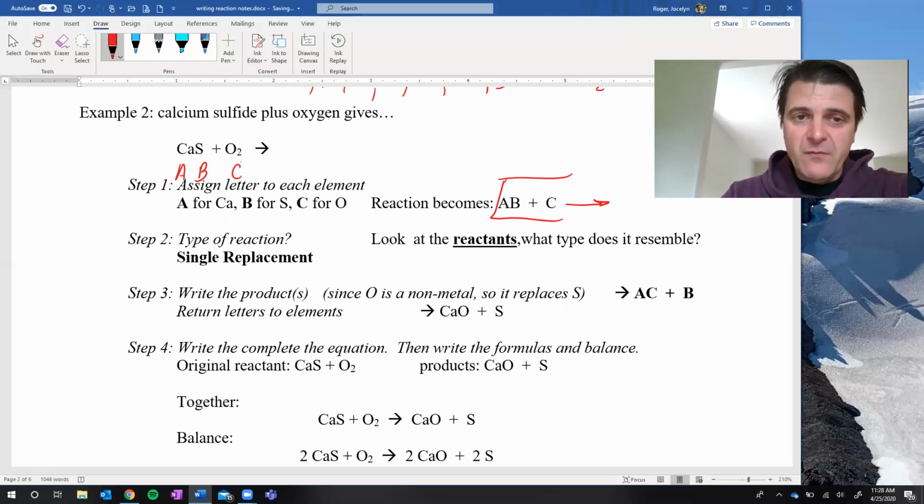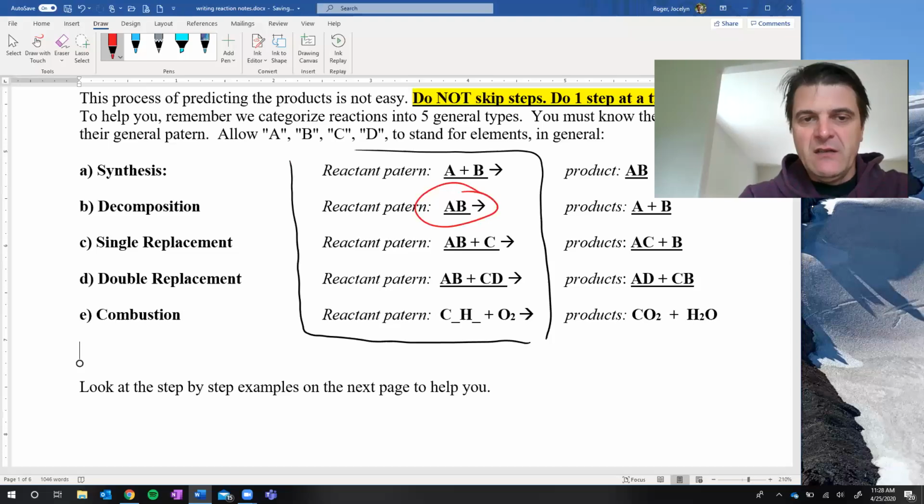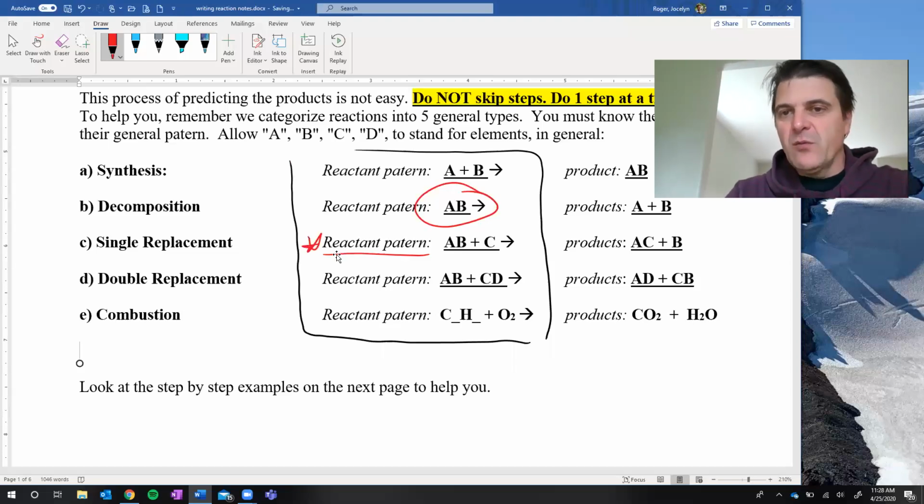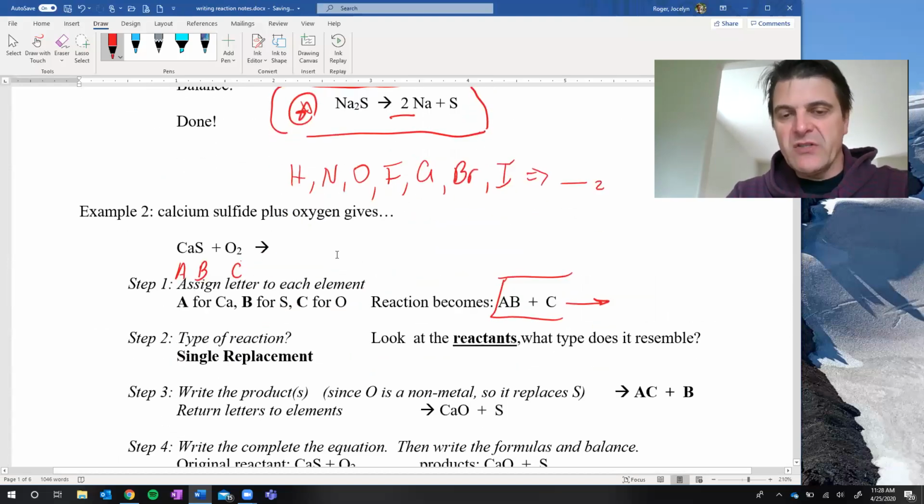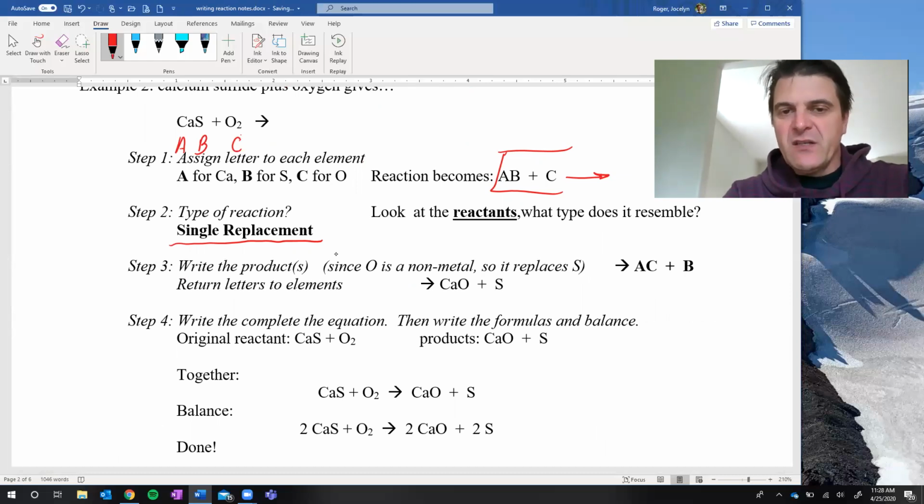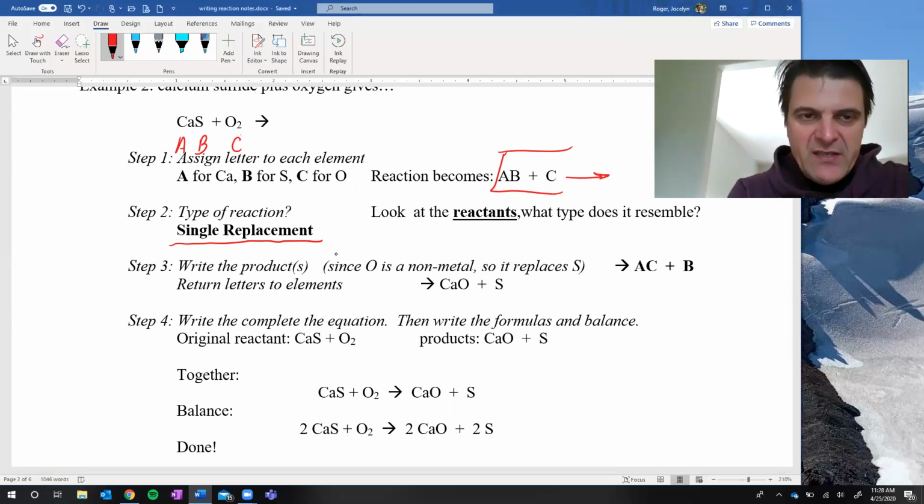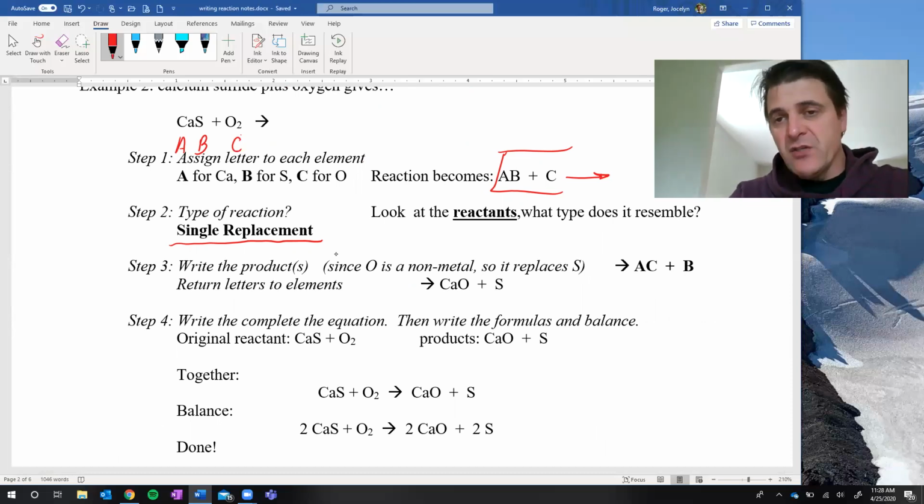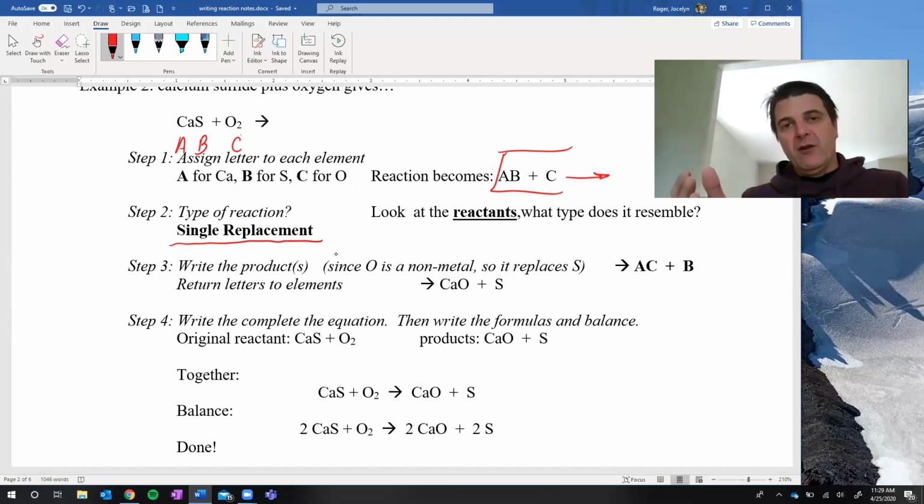So we go back to the patterns that we know. AB plus C gives. So we see this is a single replacement reaction, right? It looks like a single replacement. So if it is a single replacement, then we're looking at the element that's doing the replacing. So in this case, the single, right, is oxygen. Oxygen is a non-metal. So if oxygen, the single element, is a non-metal, it's going to come in and replace the non-metal. Always. A metal replaces a metal, a non-metal replaces a non-metal.